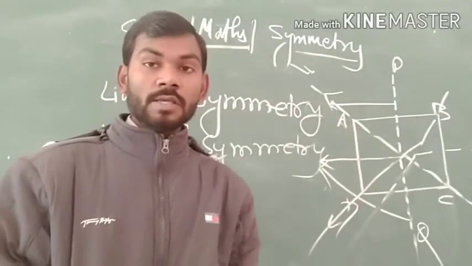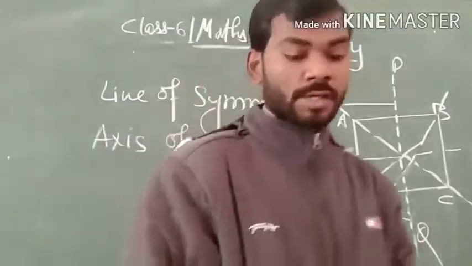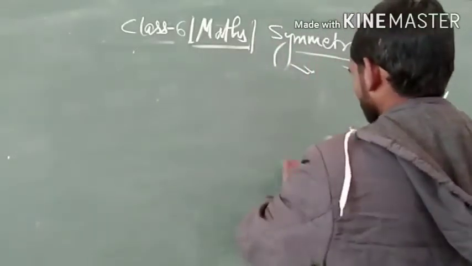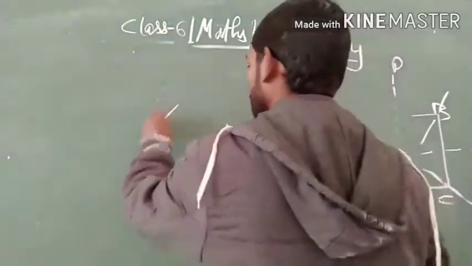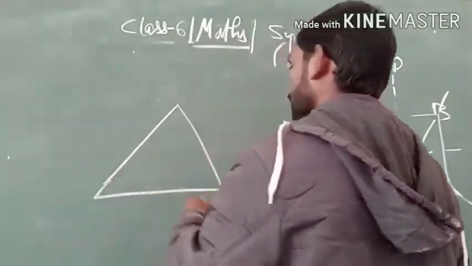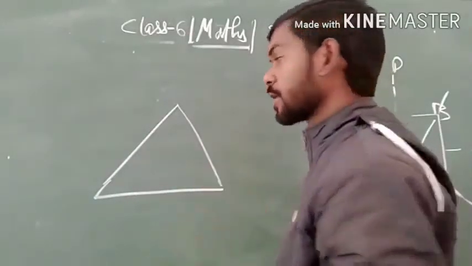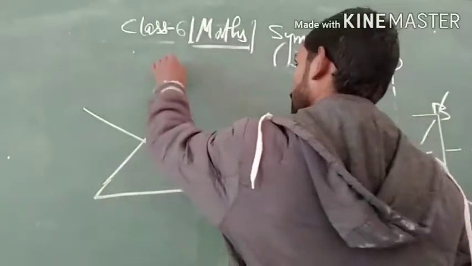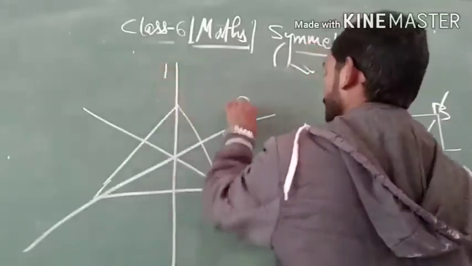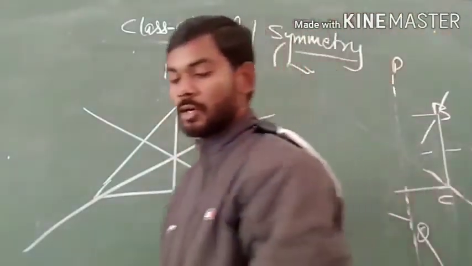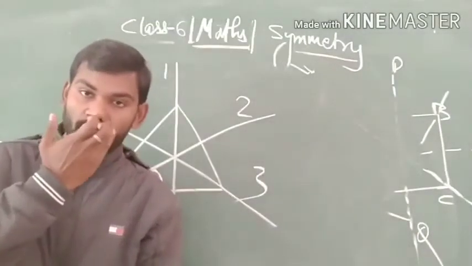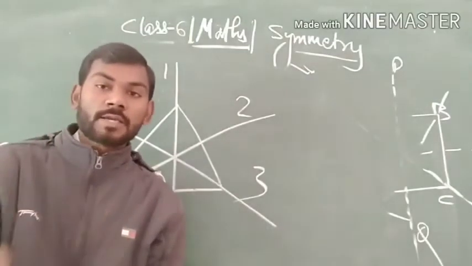Similarly, if we look at an equilateral triangle, we find that it has only three lines of symmetry. Here we see that this is an equilateral triangle, and this triangle can be divided in only three ways. This is the first, this is the second, and this is the third. And hence here we can see that there are three lines of symmetry. So we can say that various types of figures have various numbers of lines of symmetry.